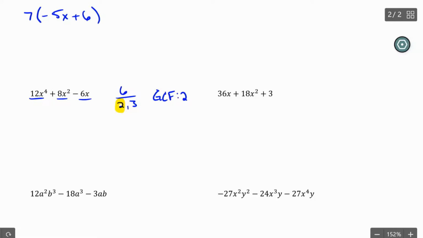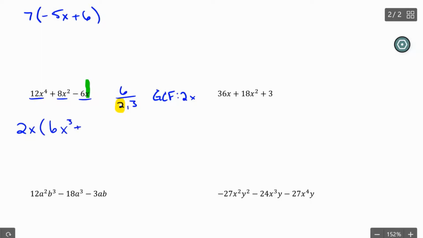And what about our x's? How many x's do they have in common? Well, what's the least number of x's that I see? That one right there, just that one x. So that means our greatest common factor is 2x. So I'm going to take that 2x to the outside and I'm going to divide it out of each piece on the inside. So 12 divided by 2 gives me 6. And if I started with 4 x's and I divided 1 off, now I've got 3 left.